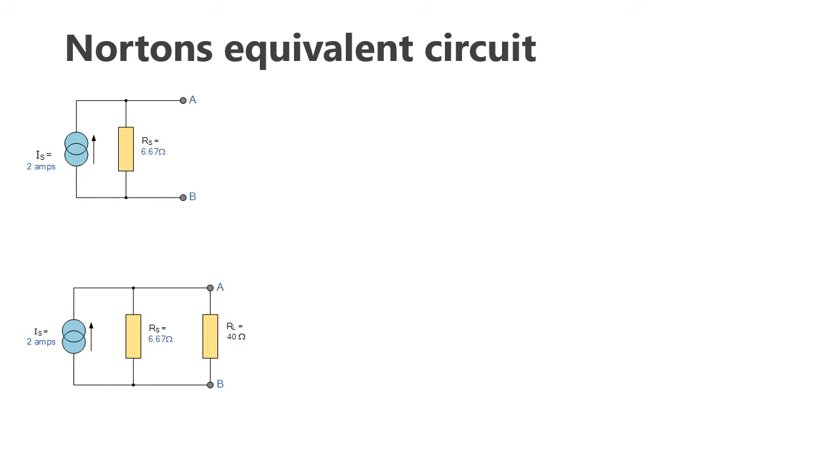Here we have to find the voltage drop across VA and VB, and also we need to find the equivalent resistor, the total equivalent resistor. There are two resistors, RS and RL, in parallel form. Therefore the total equivalent resistor RT will be equal to RS into RL over RS plus RL.